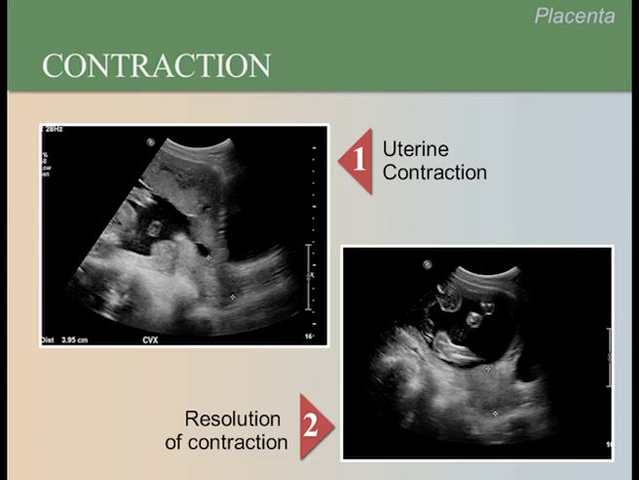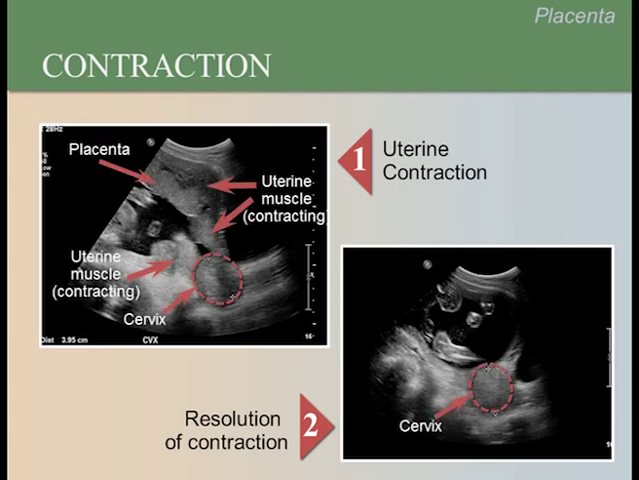This is another image before and after a uterine contraction. The left image shows how difficult it can be to distinguish the placenta from the contracting uterine muscle. Please pause the video now to ask a participant to identify the placenta, contracting uterine muscle, and cervix in both images.